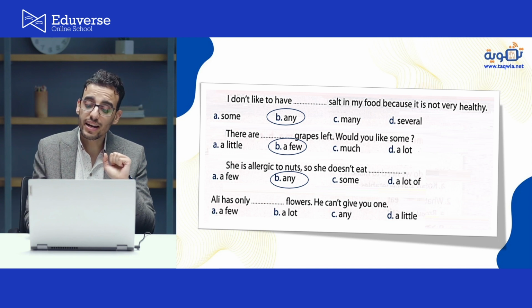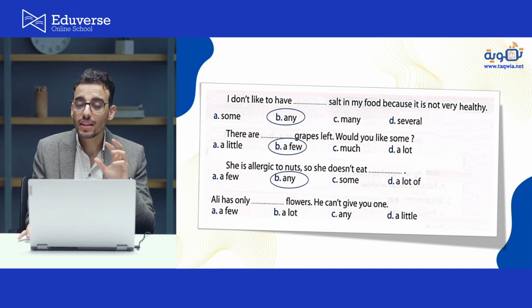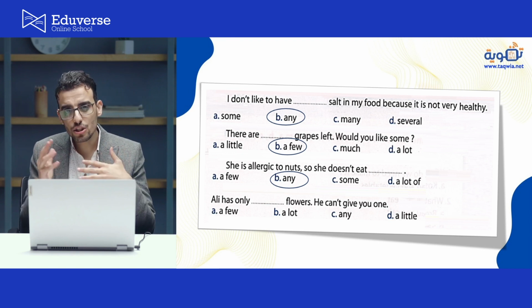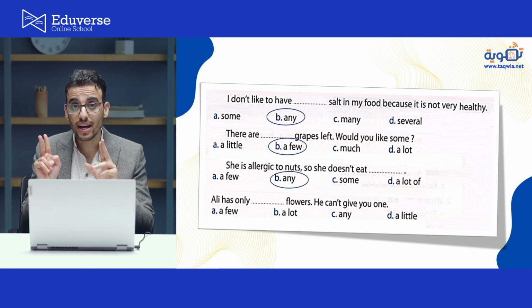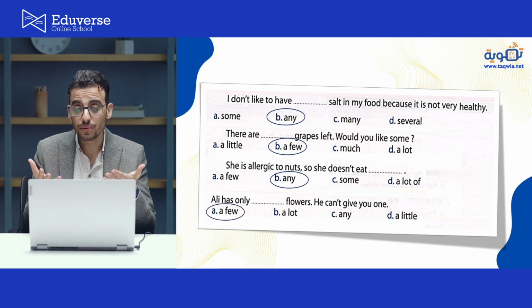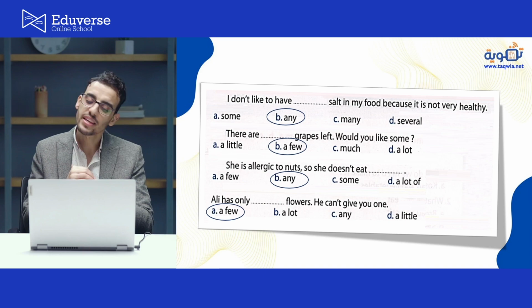So here you're going to choose between a few and a little. And we said a little is used for something that you cannot count. So you're going to use a few for something that you can count. So guys, please remember all the quantifiers that we have mentioned, and I want you to use them more often.